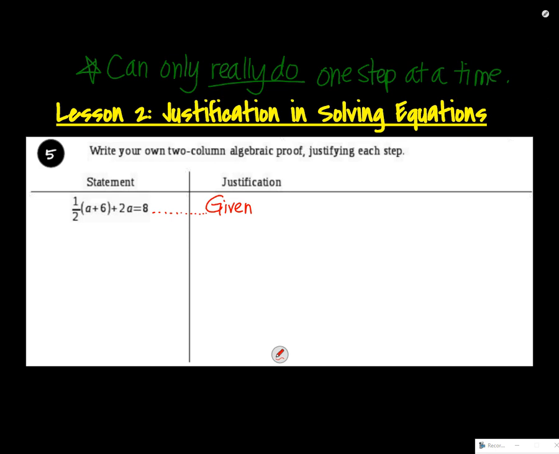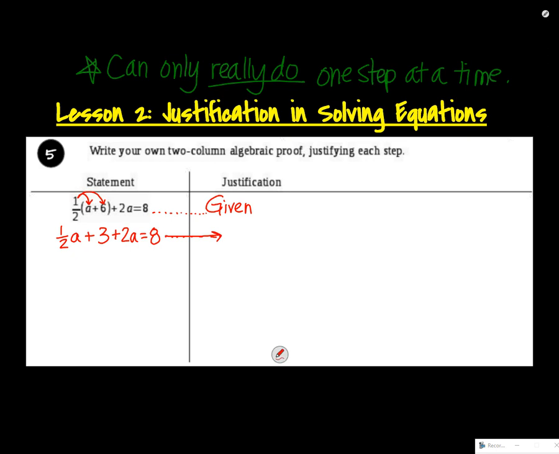You may choose to do it a different way. So I'm going to, in this case, use the distributive property first. So I'm going to have 1/2 a plus 1/2 times 6 is 3, plus 2a equals 8. And then I'm going to come over here, and sometimes an arrow is very helpful to keep everything straight. If you've got lined paper, that should be pretty easy. But if you're working with something that doesn't have lines like I am, an arrow kind of helps keep it straight.